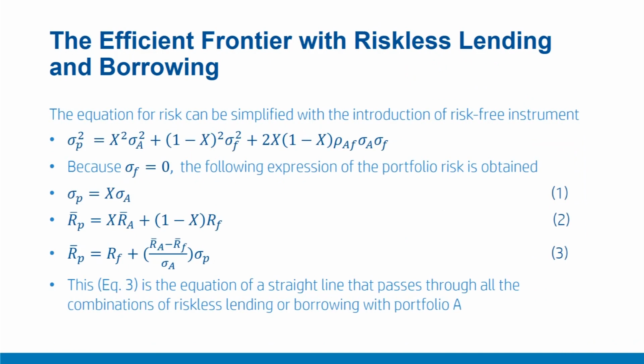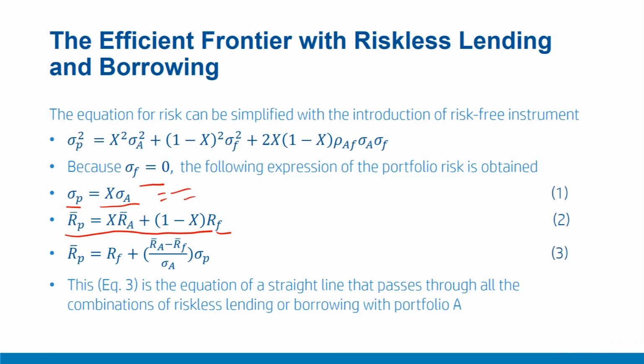And assuming that sigma F equal to 0, we are left with the portfolio risk, a very considerably simplified expression. Because of this introduction of the risk-free instrument, we have only this expression as the portfolio risk: sigma p equal to x into sigma A. And we already know that Rp can be described with this expression.